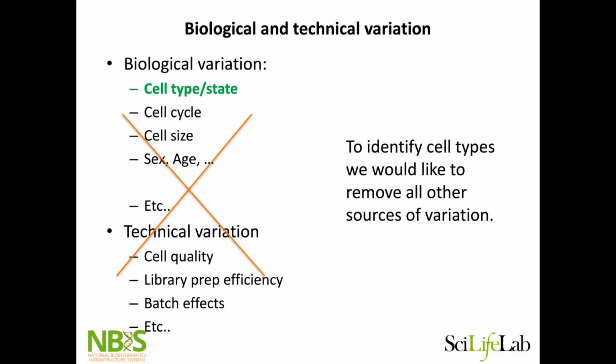Of course, if we're studying cell cycle specifically, we might not want to remove that one. So it depends on the question you're after, to really think about what's the main variation in the data I am interested in and want to really enrich for. And this is not an easy task, I must say, because we can tweak our data quite a lot to try to remove all other sources of variation, but there's always a risk of also removing the interesting variation that you want to keep.